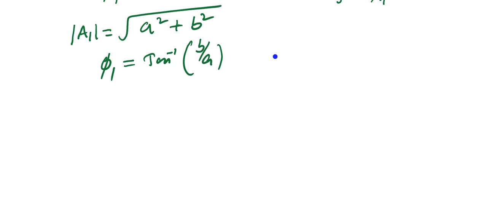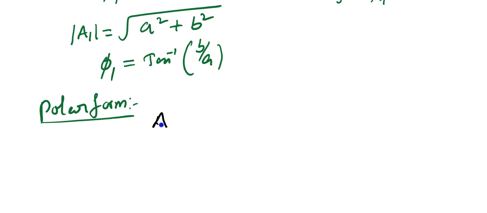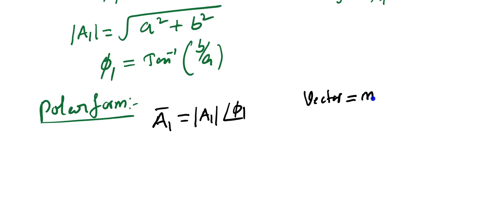Now come to the polar form here. So we'll see what this polar form is. The polar form, obviously, means this vector can be represented by its magnitude with an angle phi 1. So that is the polar form. Any vector can be represented by its magnitude with an angle.